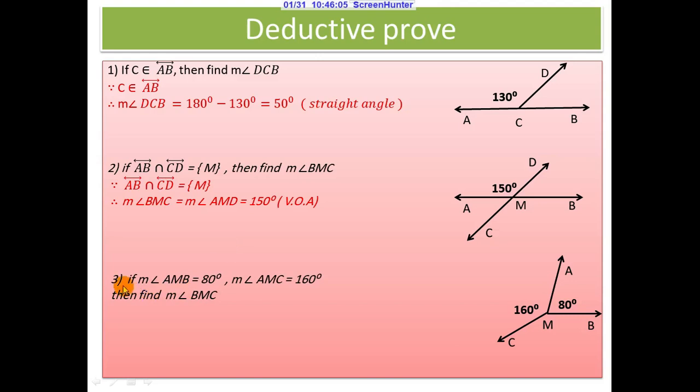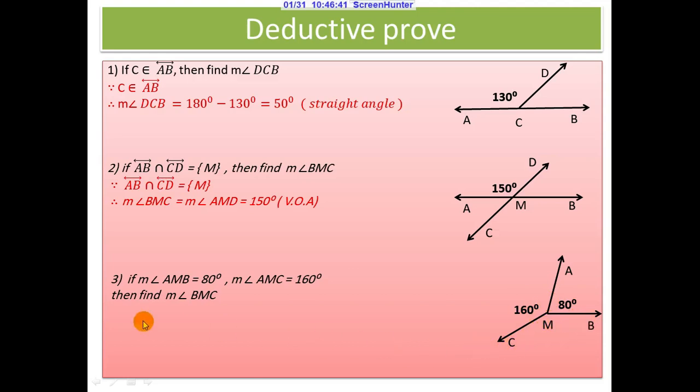Number 3, if the measure of angle AMB equals 80 degrees and the measure of angle AMC equals 160 degrees, he asked me to find the measure of angle BMC. How to find the measure of angle BMC? Okay, when he gave me all angles around one point, and we don't have any straight line here, so what must we use to find the missing angle? We must use the rule of cumulative angles around one point. Their sum equals 360, and he gave me all angles except one angle, BMC.